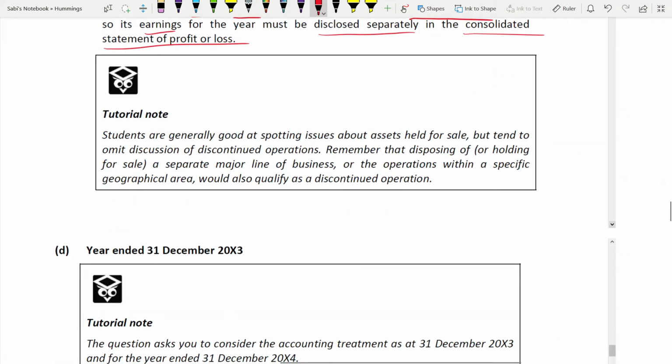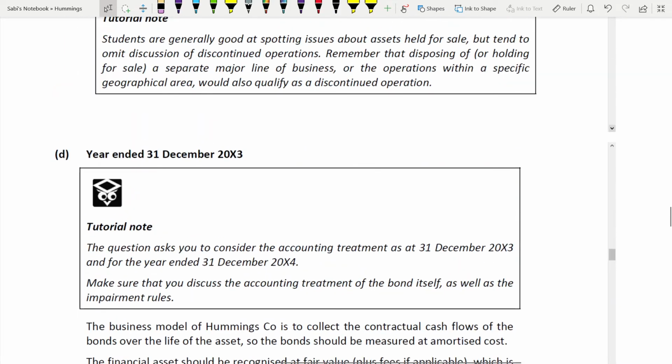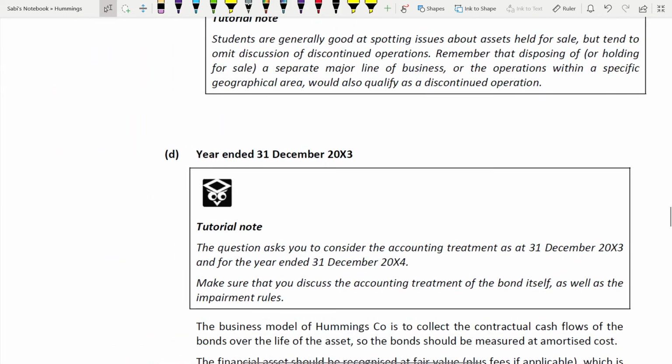Now, D. So part D is relating to financial instruments. Okay, we need to read it. It's for 11 marks. Careful attention is to be paid here.